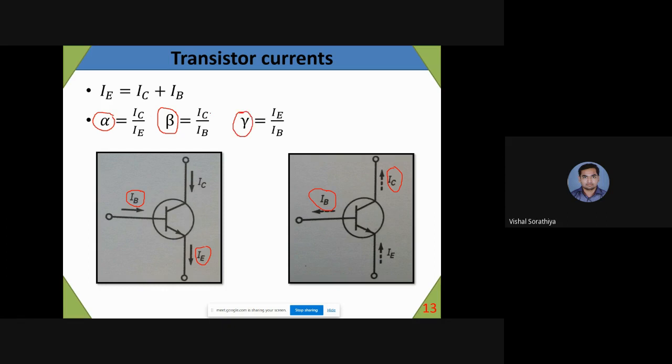Now, by looking at this alpha, beta, and gamma, can you tell me which gain value is going to be highest? If you take the ratio of such currents, IE, IC, IB, out of alpha, beta, and gamma, which one is larger and which one is smaller? Are you getting my question or not? You need to open your mic and tell me, rather than typing in the chat box.